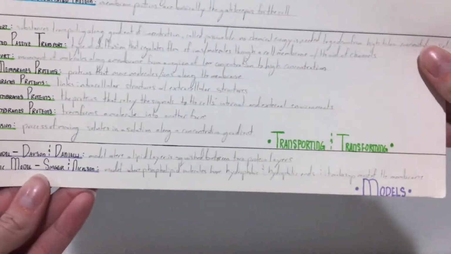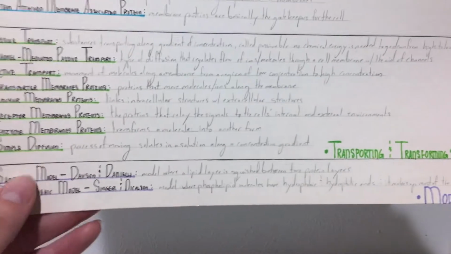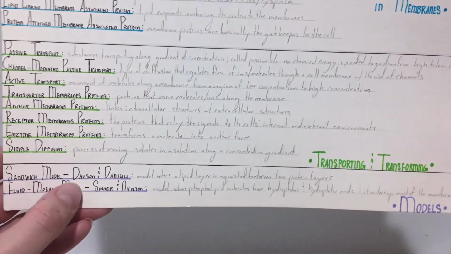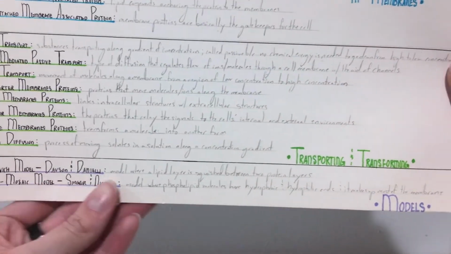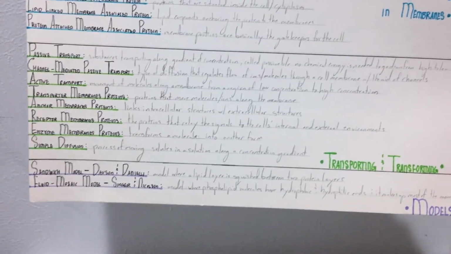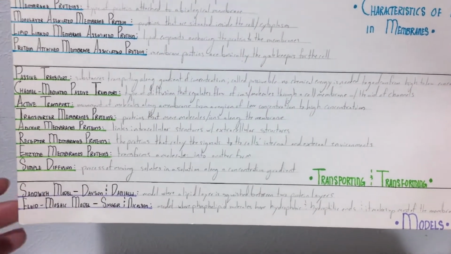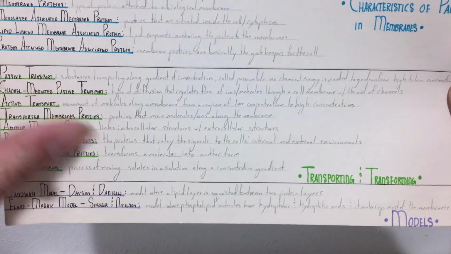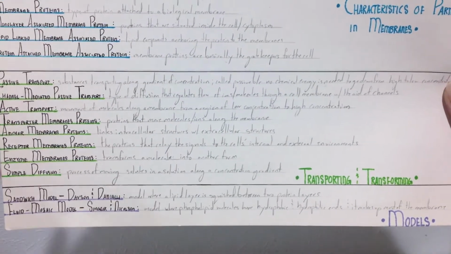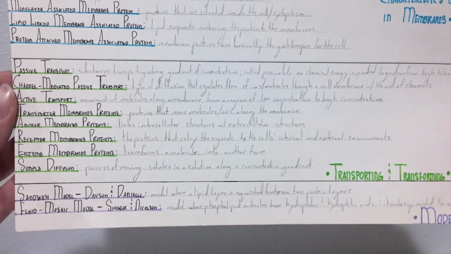And then finally, we move on to the last two, which are models. We have the sandwich model, which is from Davson and Danielli. And that's the model where it's called sandwich because it's literally a model where the lipid layer is squished between 2 protein layers. So it's kind of like a sandwich. The lipid is the inside of the sandwich.